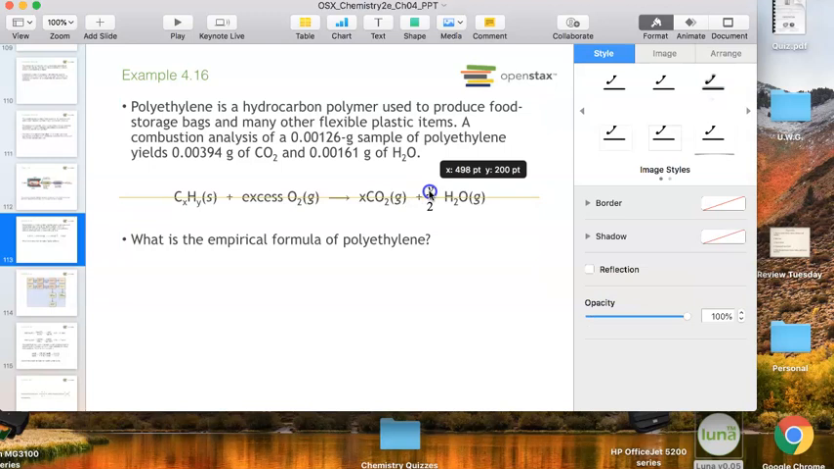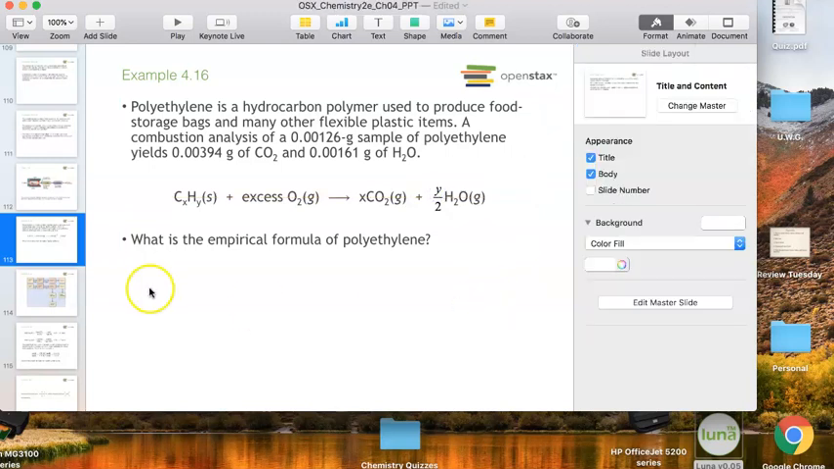This guy over here. Alright, where we have a hydrocarbon, and you know that the subscripts here are X and Y. We have excess oxygen, and we're going to yield a certain number of carbon dioxide molecules and a certain number of water molecules. Alright, so what is the empirical formula of polyethylene?